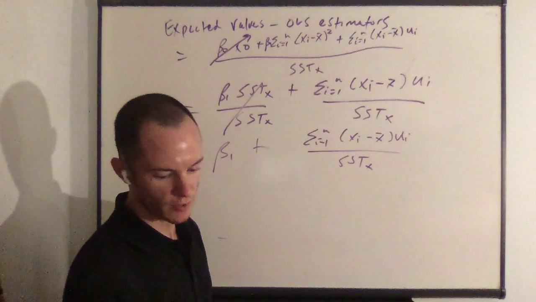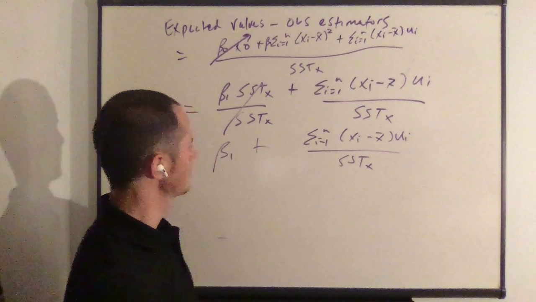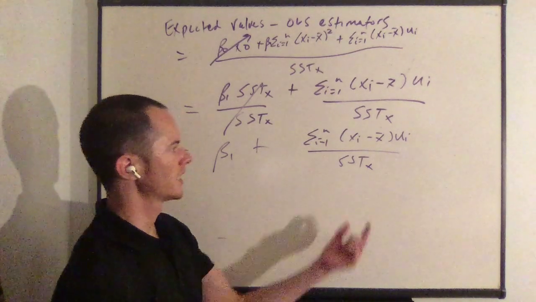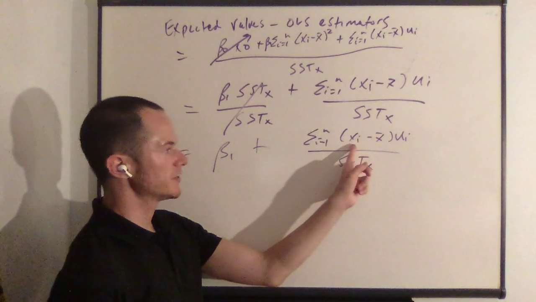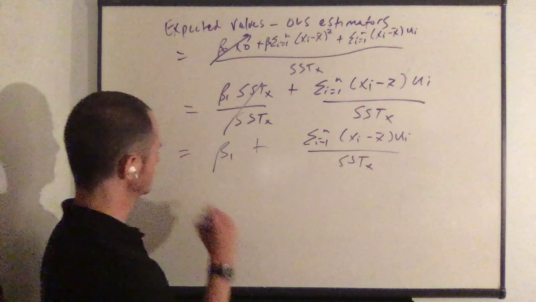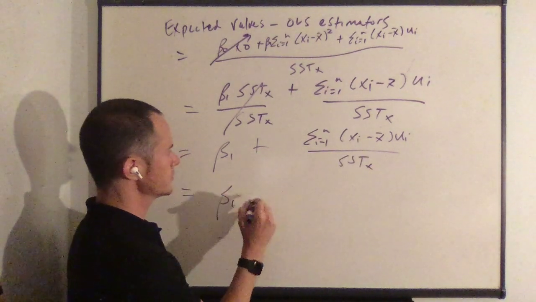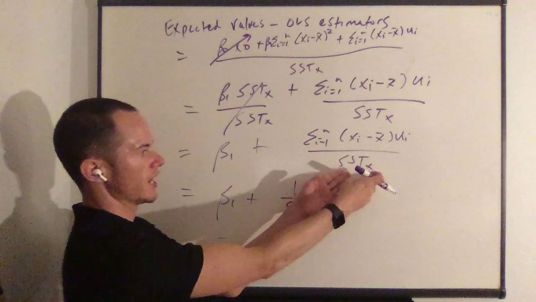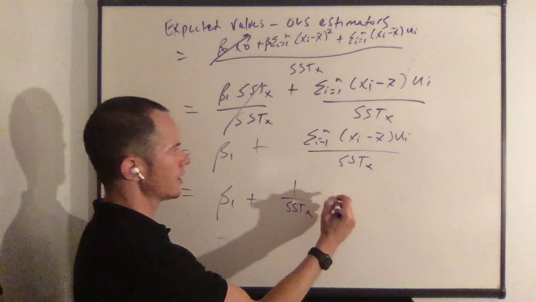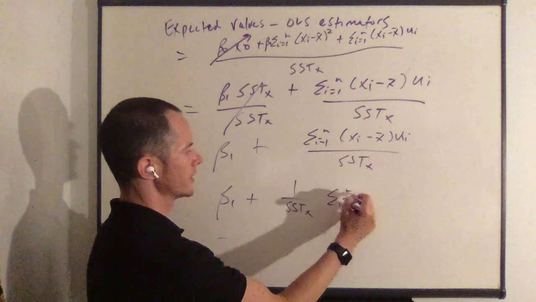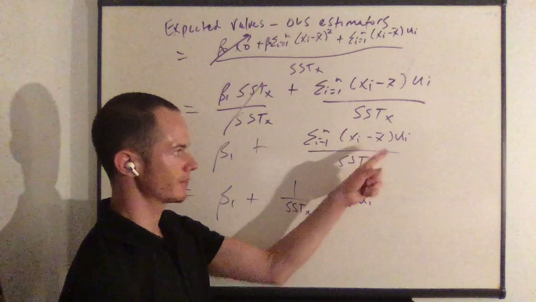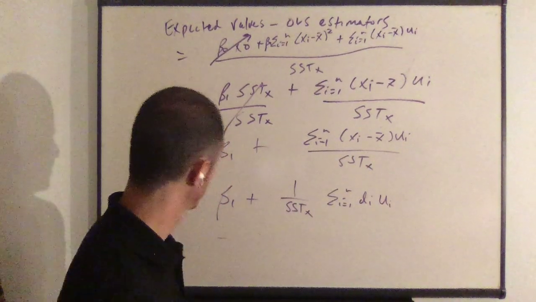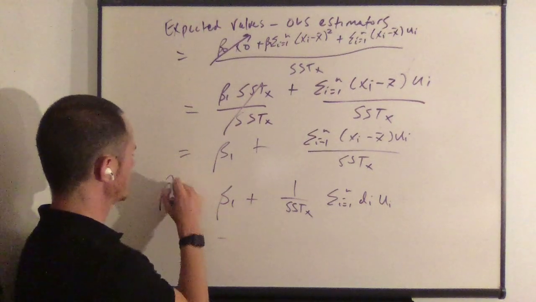I'm going to do one more thing, and I'm going to define this variable di as the difference xi minus x bar. So this is equal to beta 1 plus 1 over SSTX. I'm just bringing out the denominator, times the sum from i equals 1 to n of di, recall that di is xi minus x bar, times ui. And this is beta 1 hat.